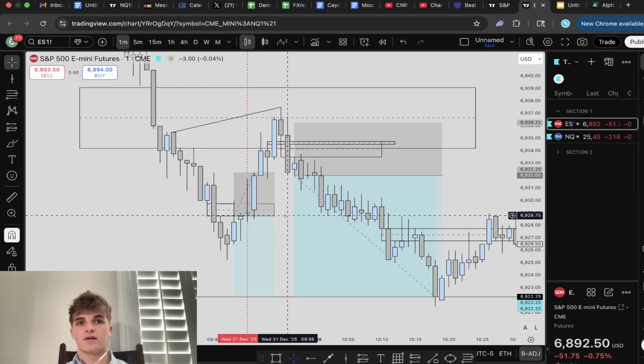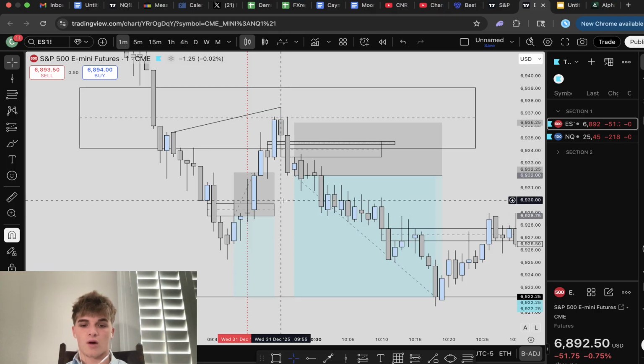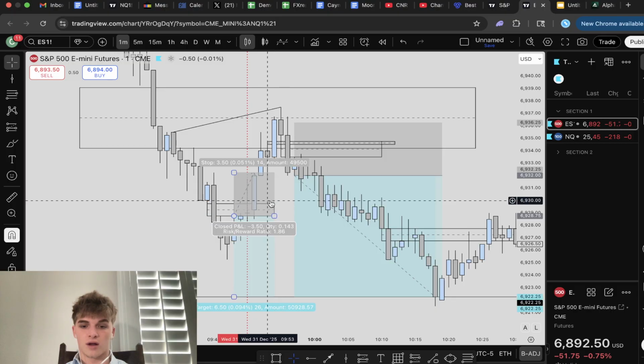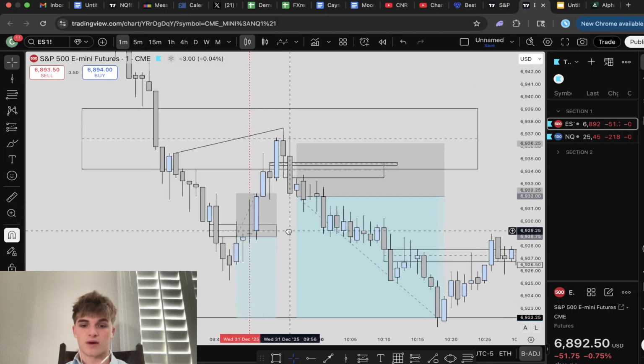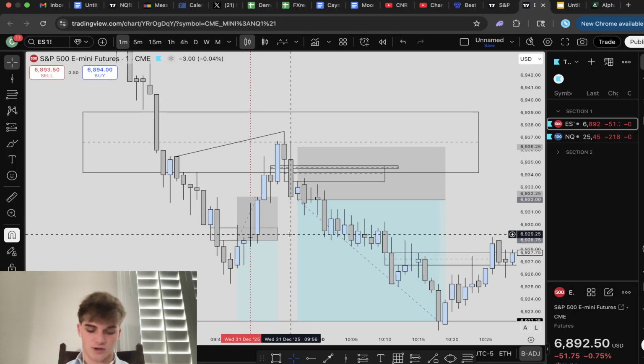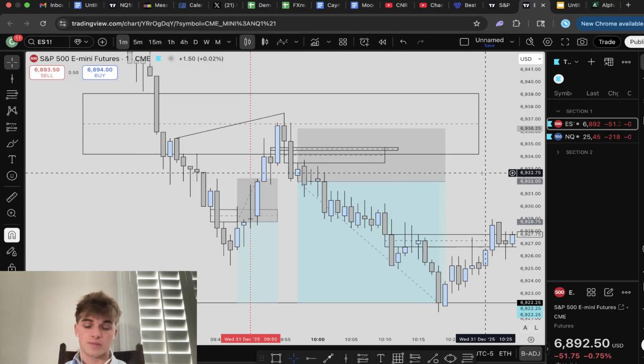Guys, this stuff is not hard. It does take a lot of time and effort to understand this, but as they say, trading is the easiest way to make hard money. Hardest way to make easy money. Hardest way to make easy money, trading.